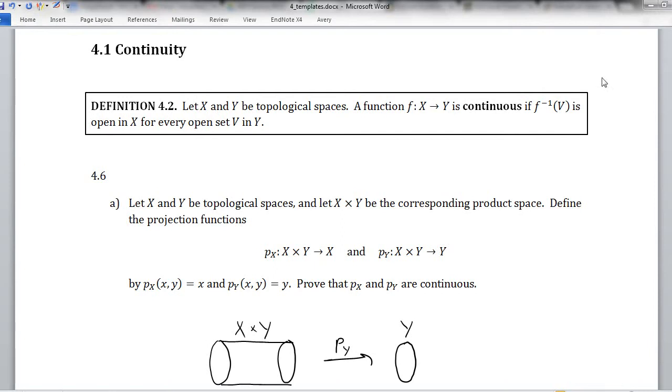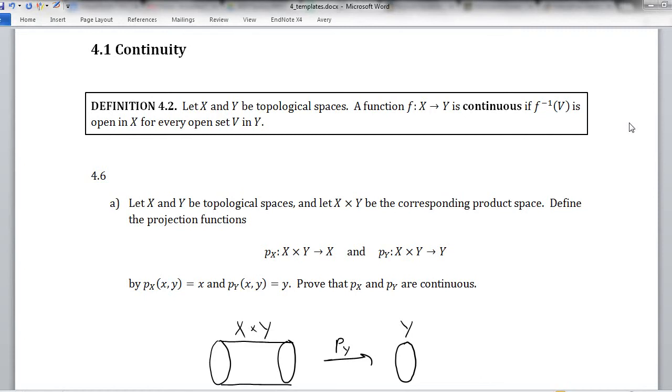Section 4.1, Continuity. Now that we learned some basics about topological spaces, and now that we've learned how to build new ones out of old ones by taking subspaces or products or quotients, now we want to consider the relationships between different topological spaces. And for that we need functions.